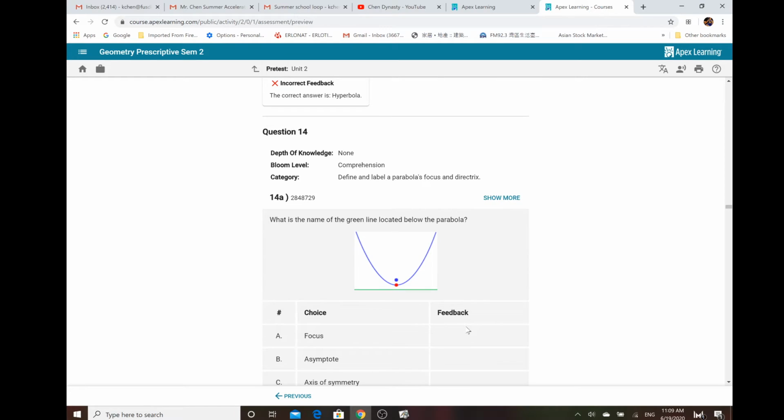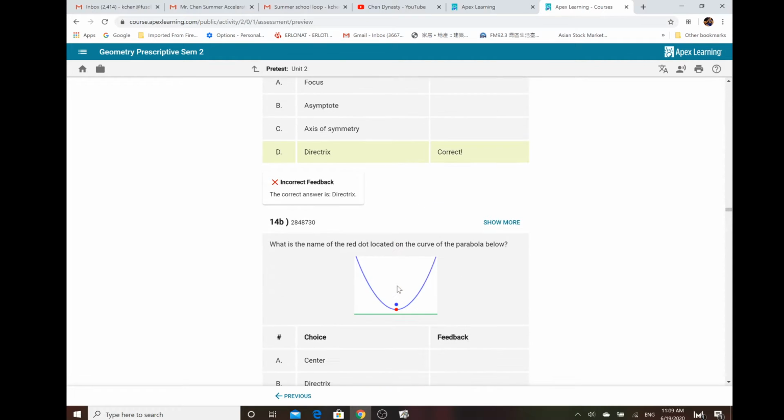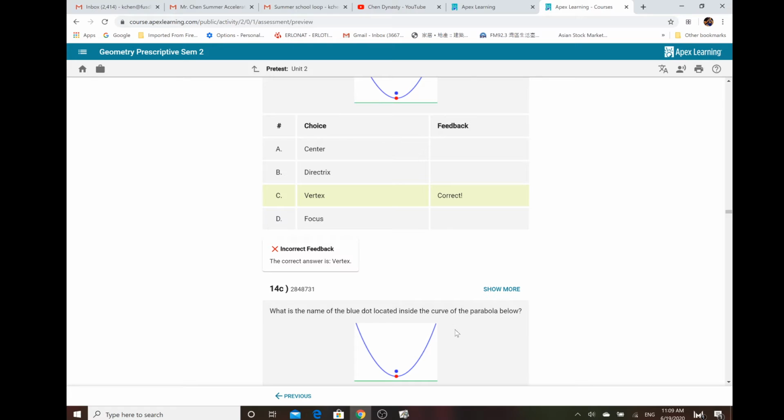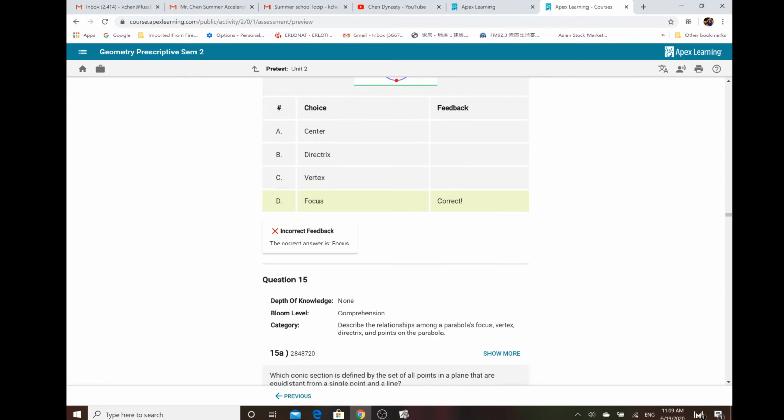So now finally we get into the parabola. The special feature about this one is that it not only has the vertex and the focus, but also the green line here, which is called a directrix. So what's the name of the green line? This one is called a directrix. And what's the name of the red dot located on the curve of the parabola below? It's a vertex. And what's the name of the blue dot? That one is a focus.